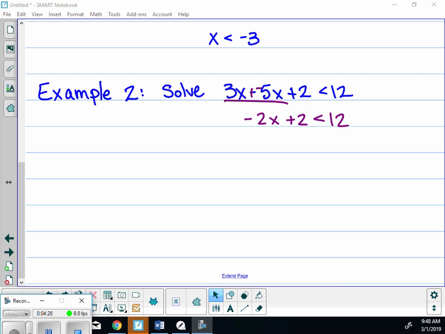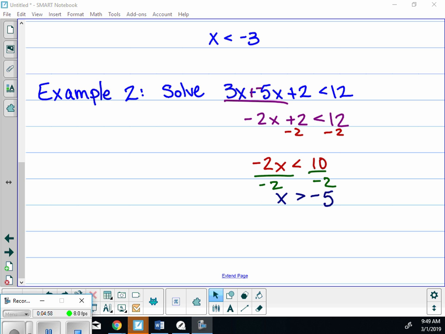What's our next step in solving? Subtract 2 from both sides. So negative 2x is less than 10. So divide both sides by negative 2. Switch the sign, very good. So x is greater than negative 5.